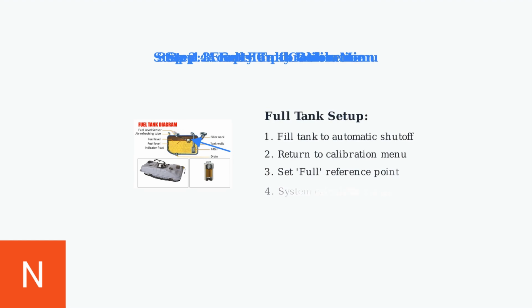Step 4. Fill your fuel tank completely to the automatic shutoff point. Return to the calibration menu and set the full reference point. The system will now calculate the complete range parameters between empty and full.